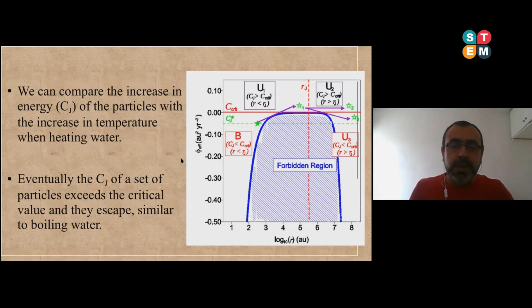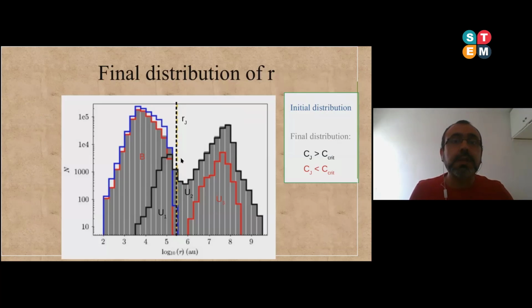But where is the edge of the cloud? To answer this question, we have to see the final distribution of the heliocentric distance R. Here in the gray histogram, we have the final distribution, and the blue histogram is the initial distribution. If we see the two histograms, it does not seem to be an important result because we see a similar final distribution with some particles with large heliocentric distance.